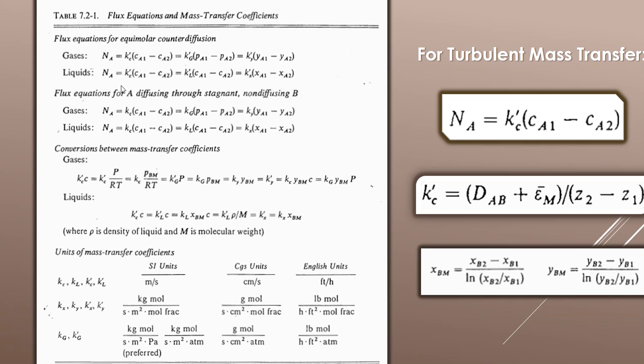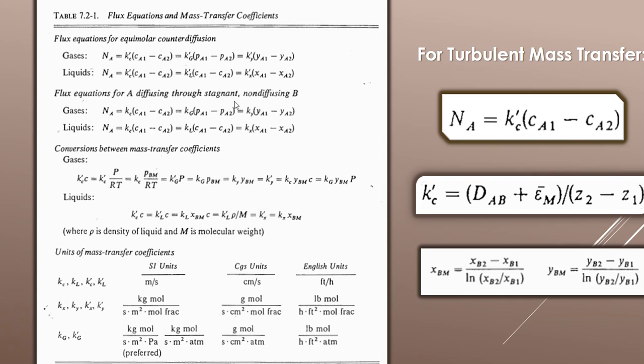In liquids, we also have the same, but this time instead of using G as the subscript, we have L for liquid, and instead of K sub Y prime, we are now using K sub X prime for liquids. And of course, since it's a liquid, we will not be using Y for mole fractions, but rather X for mole fraction representation. This first set of equations is for equimolar counter diffusion. We have a different set of equations for a solute A diffusing through a stagnant or non-diffusing B.